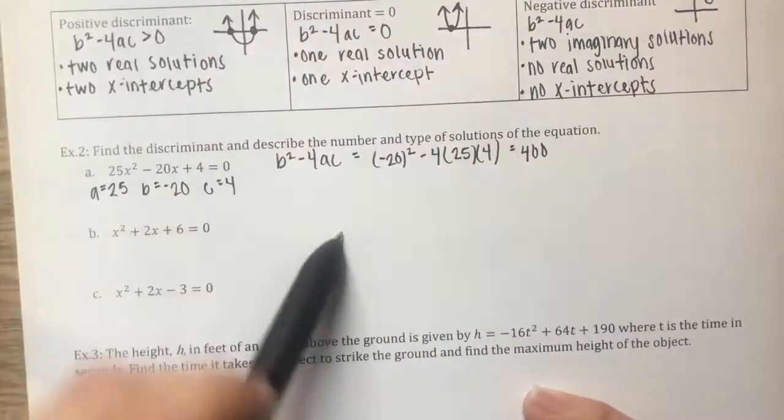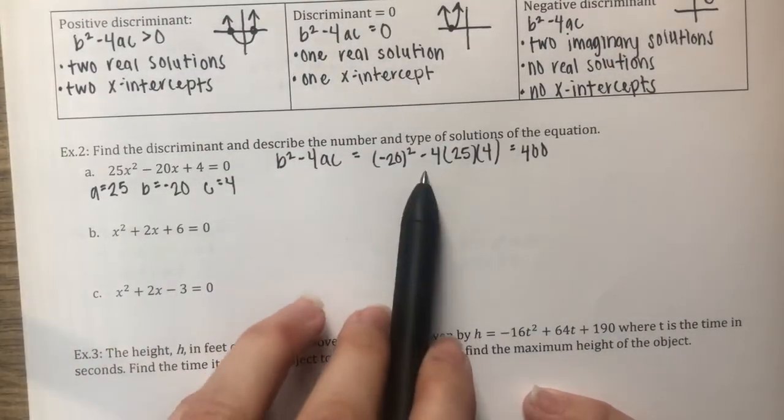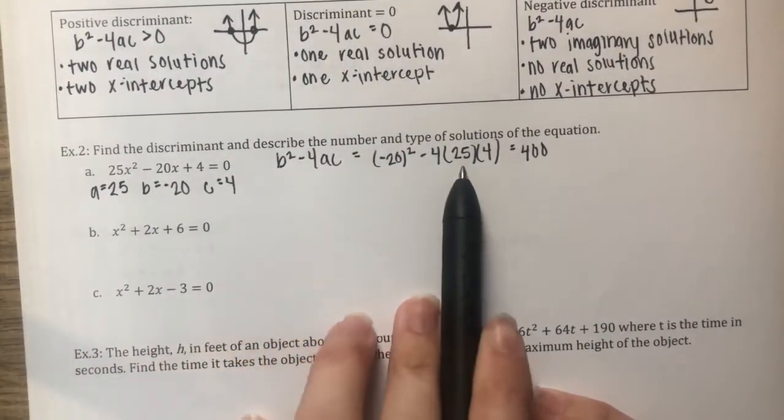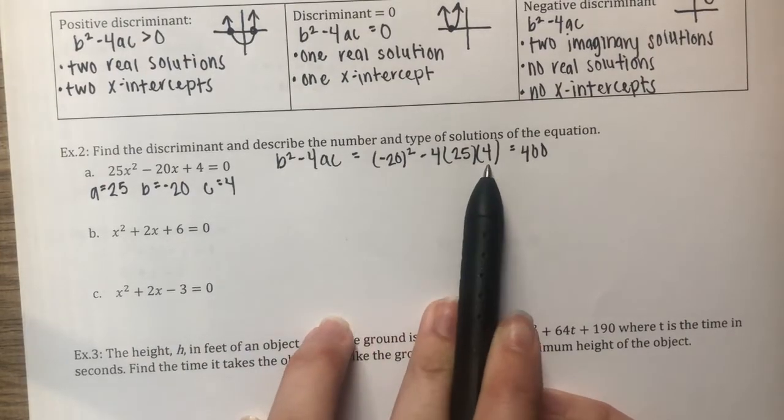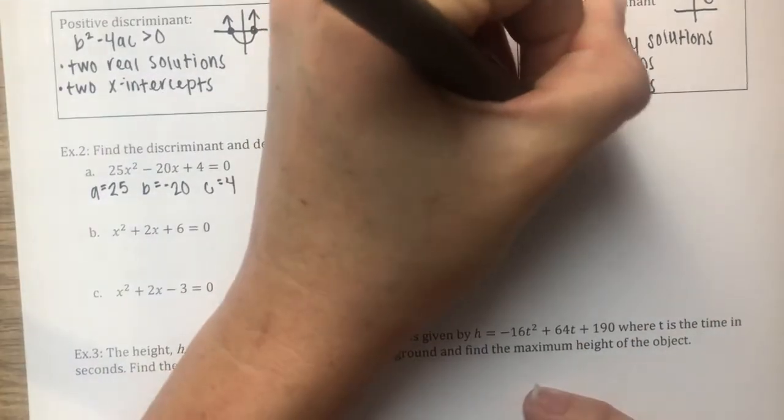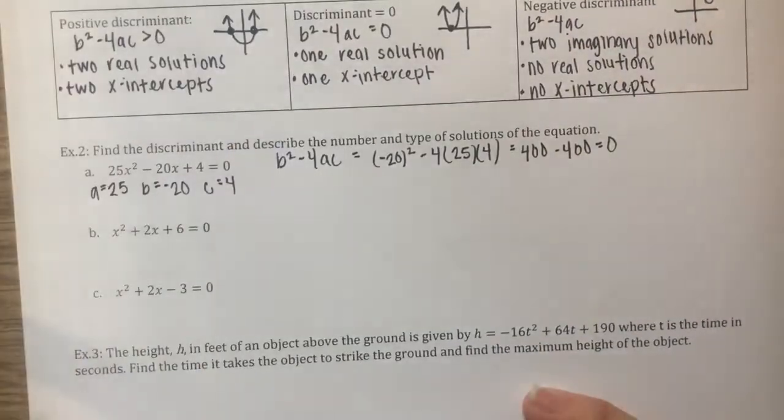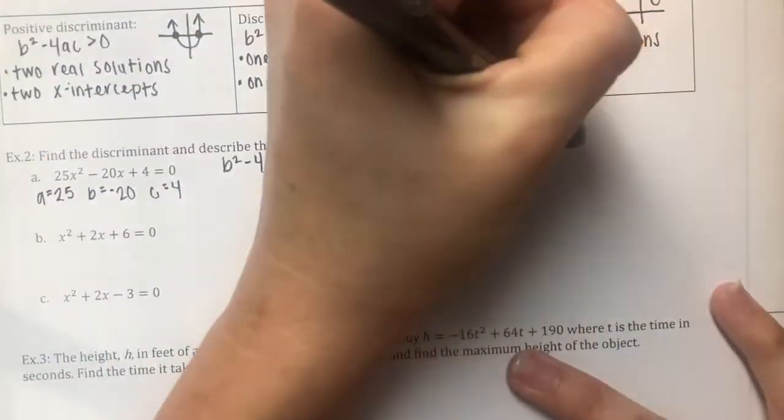And then 4 times 25 is 100, times 4 is 400. So this is minus 400. So 400 minus 400 is 0. So you have 1 real solution.